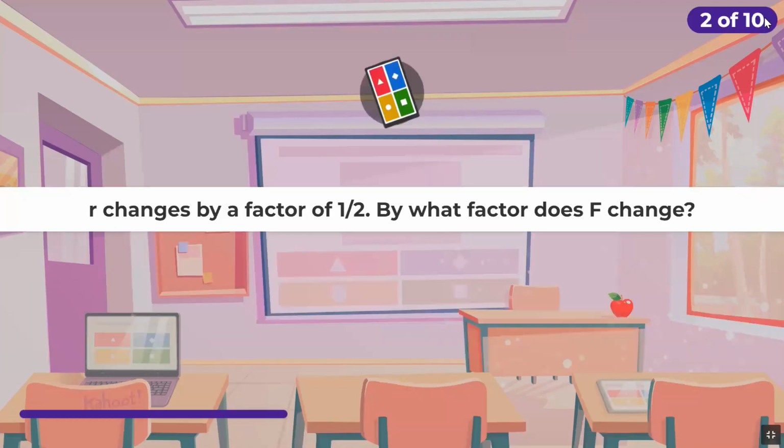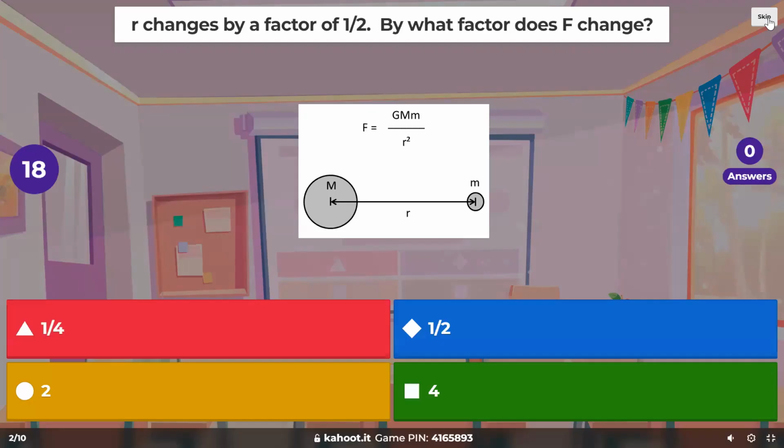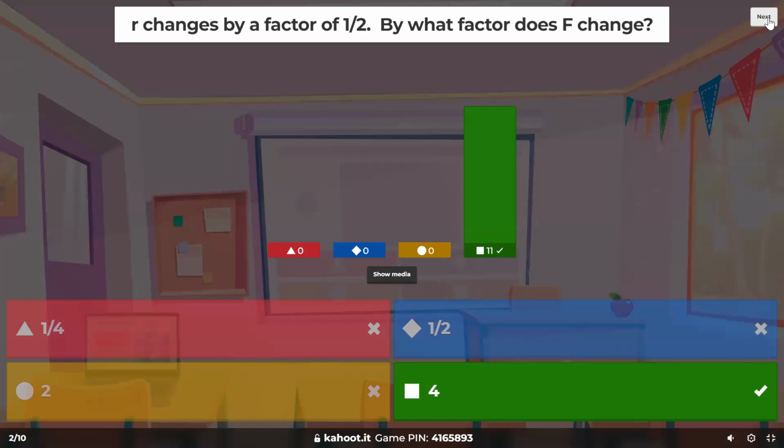Ooh, exact opposite. What if we turn around and cut that distance in half? Now what happens to the force? Because if you double the distance for 1/4 of the force, now we're going to do the exact opposite process. Just turn right around and cut that distance in half. Oh, everybody got it right. Yeah, it would be 4 times.